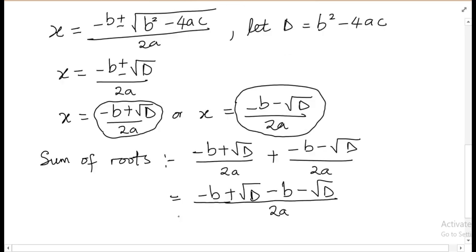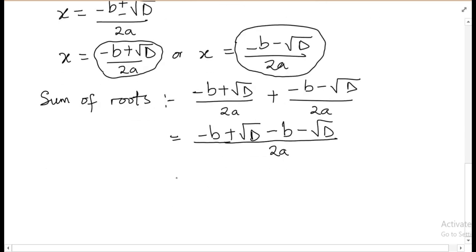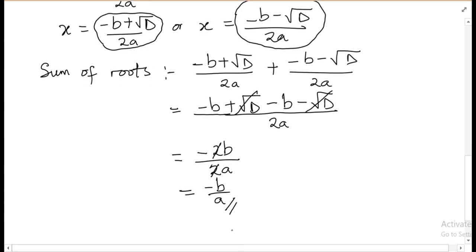So this will be equal to minus b minus b gives us minus 2b, all over 2a, because plus root d minus root d makes it 0. That is, we have minus 2b all over 2a. So 2 and 2 divide. Therefore, the sum of roots will be minus b all over a. Alright, so this is the sum of roots, minus b over a.